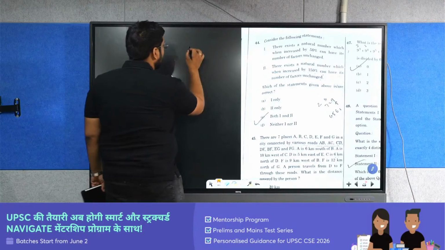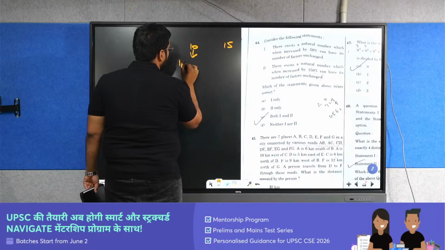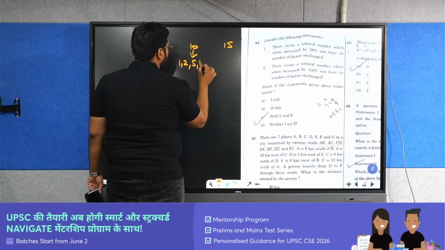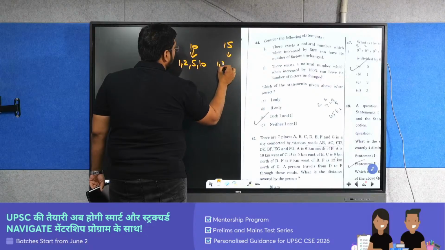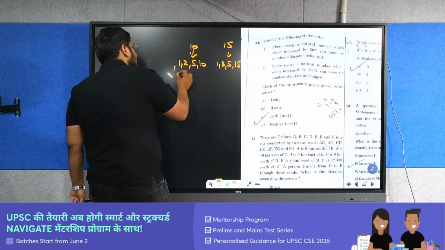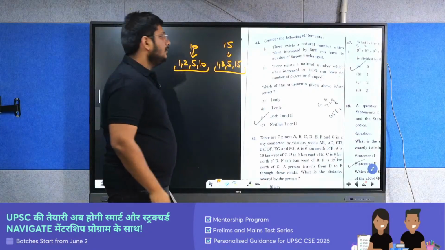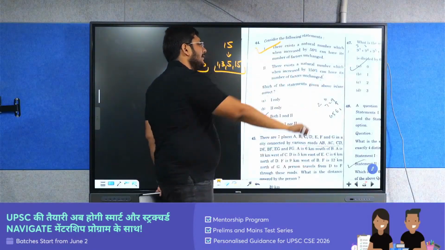Check the numbers 10 and 15. Factors of 10 are 1, 2, 5 and 10. Factors of 15 are 1, 3, 5, 15. Number of factors is 4 in both cases, but 15 is 50% more than 10. That means this statement is absolutely correct.